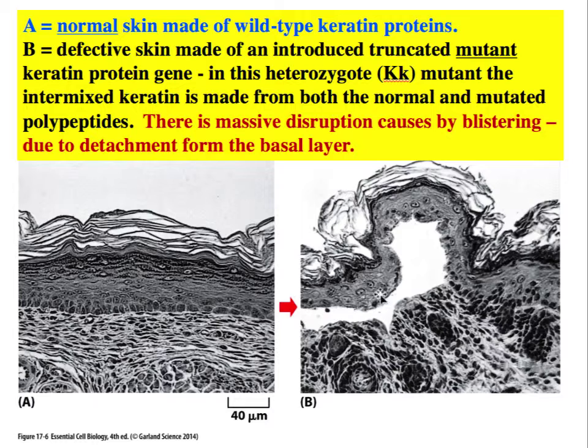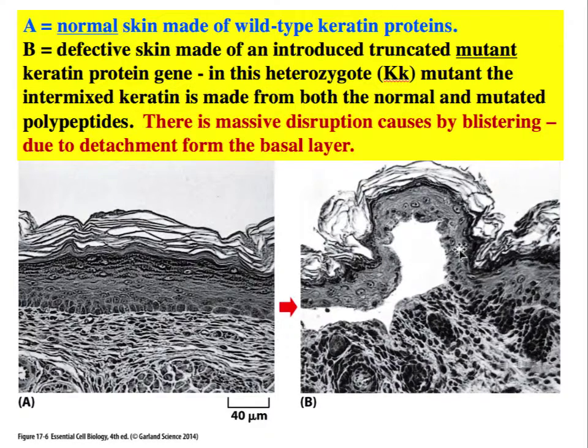This is beautifully illustrated in this diagram here. On the left-hand side, we have normal skin with normal keratin proteins inside those cells. In panel B, one of the genes has been replaced by a defect, a mutated gene for keratin in mice cells, and you can see what happens. There's blistering. Blistering is simply when one layer disconnects from another layer in a tissue. So this blister here forms from mechanical stress placed on this layer here, which then separates from an underlying layer, and that causes massive disruption in these mice.